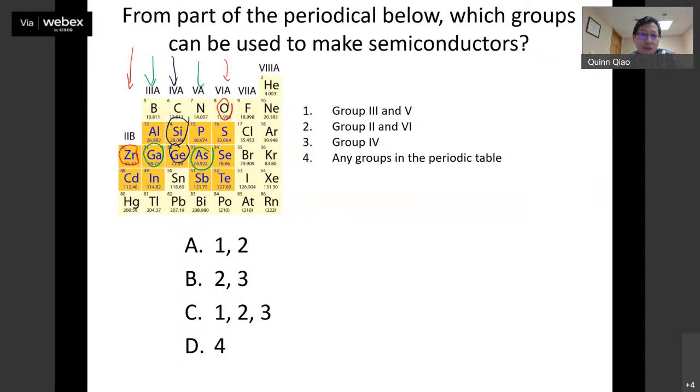That's a silicon wafer, a germanium wafer. That's a semiconductor. Even carbon: if you have graphene, graphene is a semiconductor. Graphene can be a semiconductor. There are metallic graphene and semiconductor graphene. So basically all these four groups can be used to form semiconductors.